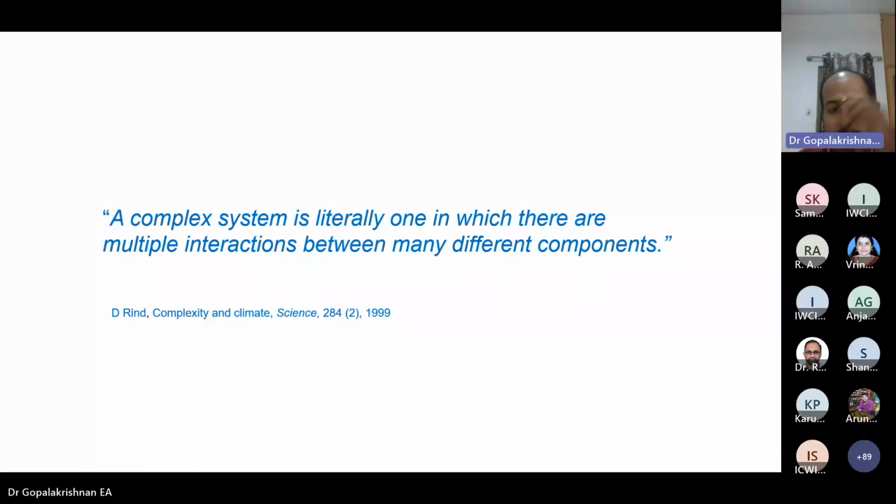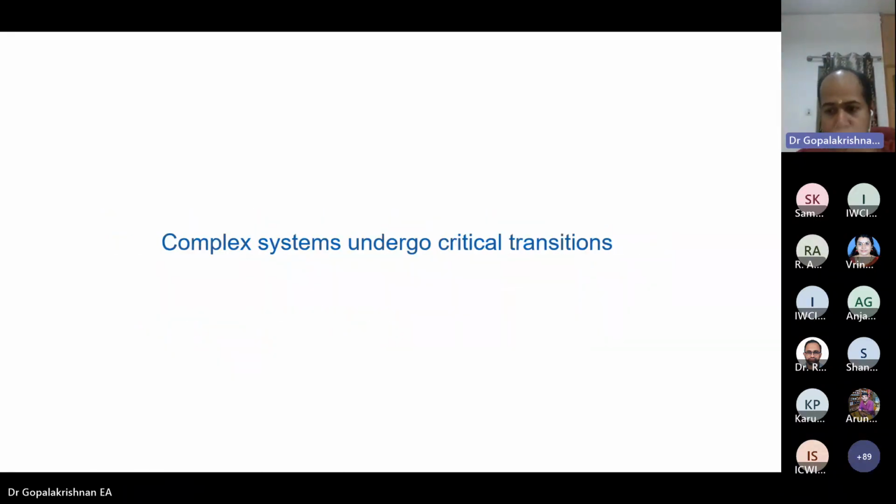Now, it is not only about that interest, but more than that, these complex systems undergo what is known as critical transitions. And what we mean by critical transition, we will see in a minute.